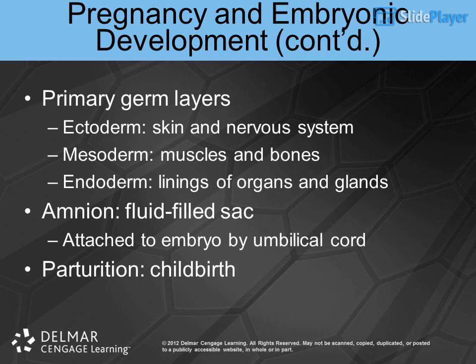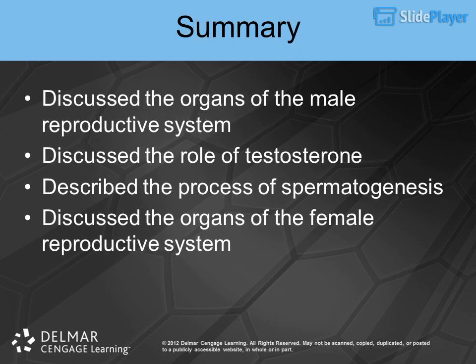Primary germ layers: ectoderm forms skin and the nervous system, mesoderm forms muscles and bones, and endoderm forms linings of organs and glands. The amnion is a fluid-filled sac attached to the embryo by the umbilical cord. Parturition is childbirth.